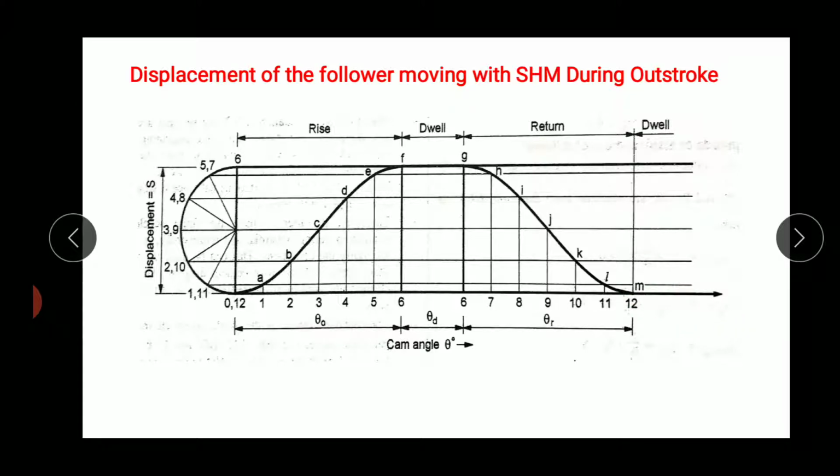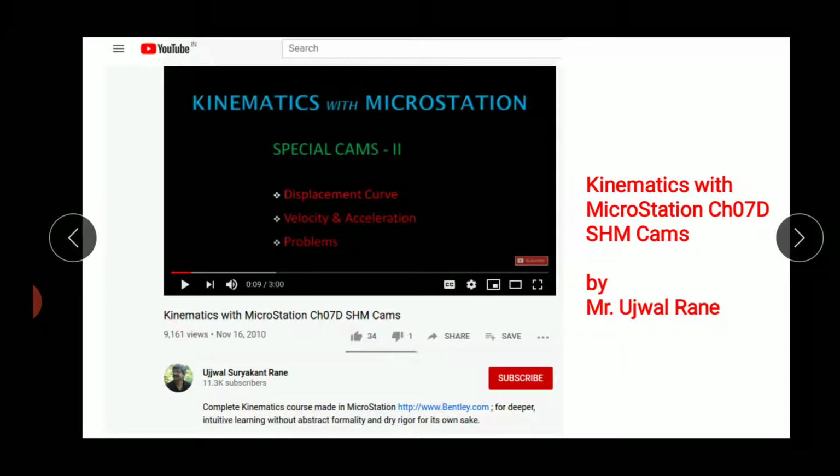For the displacement graph, you have to see some other videos, and I had told you that you can search this term on YouTube. You will get to Mr. Joel Rani's page and you can see how to plot the displacement graph. You can see some other videos also, so that you can get a clearer picture of how to plot the displacement graph when the follower moves with simple harmonic motion, as it is a detailed part. So that's why I won't cover it in this session.